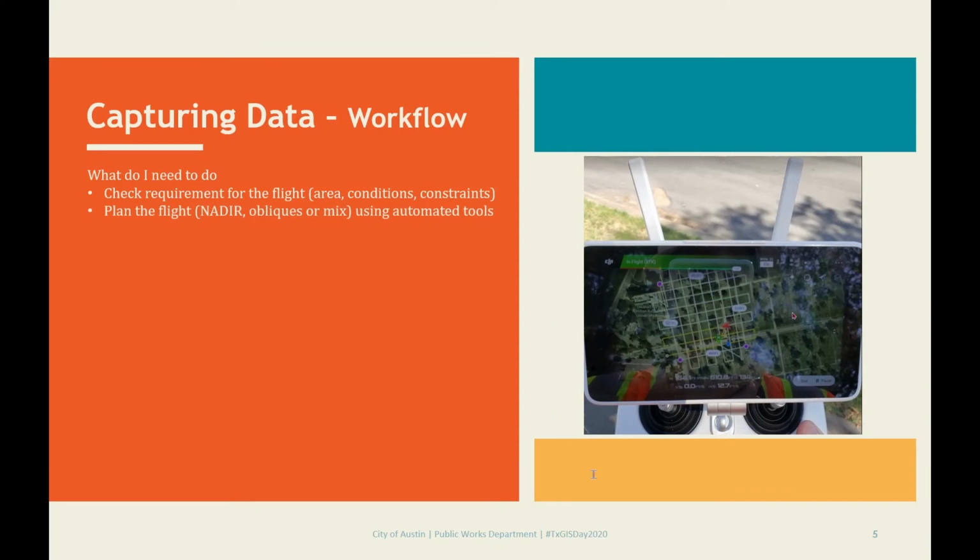The next step here is to plan the flight. What do you try to get out of the flight? You want to get NADIR, you want to get oblique shots, or you want to get a mix of NADIR and obliques. Now, planning the flight can be done with automated tools, and these tools can be found online. I have some examples such as Pix4D or Drone Deploy. In these tools you can plan your flight, and at the same time, when you're in the field, execute it. These tools allow for the definition of the overlap between the front and side shots, camera exposure, and so much more.